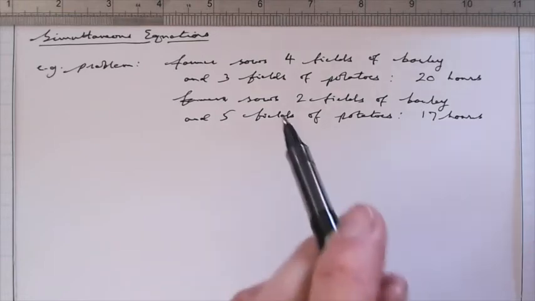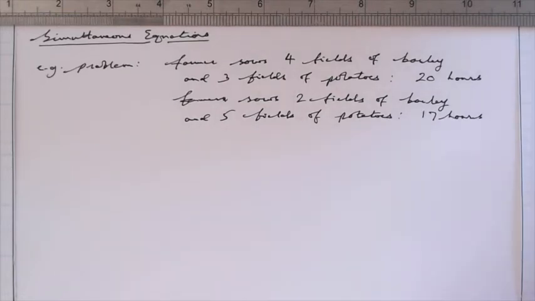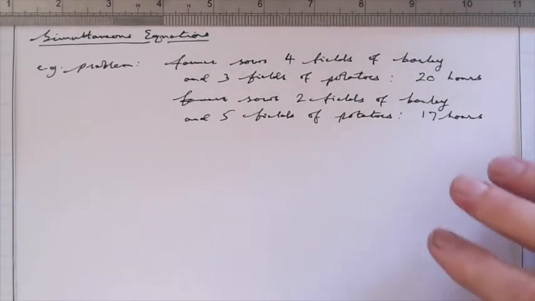Our job as mathematicians is to work out how long it takes to sow 1 field of barley and how long it takes to sow 1 field of potatoes. And if you know that, then you can work out how long it will take to sow any combination of fields of barley and potatoes. So it's very powerful information to have.